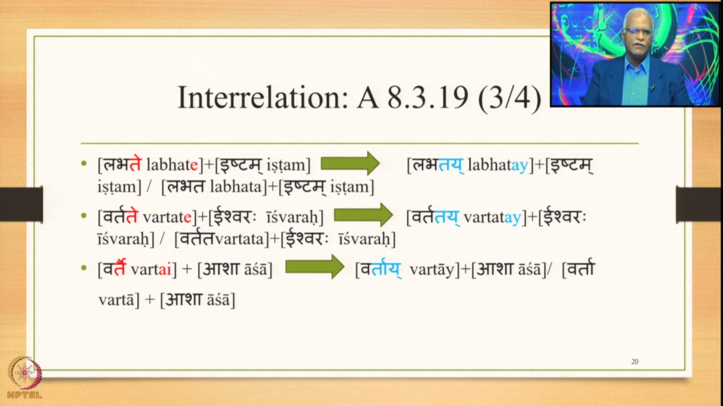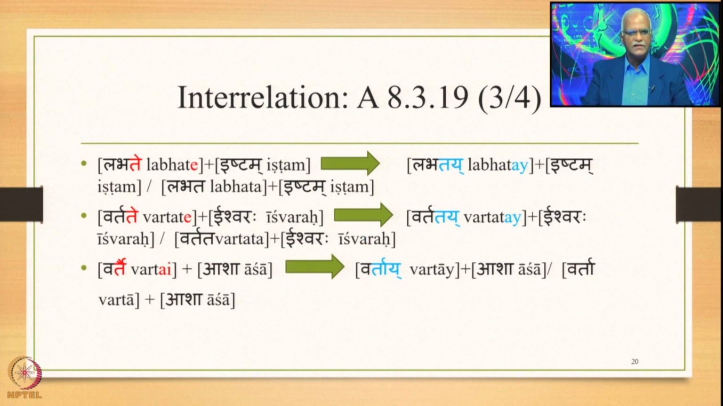Similarly, vartate ishvaraha. Here we have a coming at the end of a pada followed by long e at the beginning of the second pada, and so echo yavayavaha applies. We get vartataya plus ishvaraha as the output, and in this case ya coming at the end of a pada preceded by short a, followed by e, that is ash. So 8319 applies and this ya gets optionally deleted. So we get two forms, vartataya ishvaraha or vartata ishvaraha.